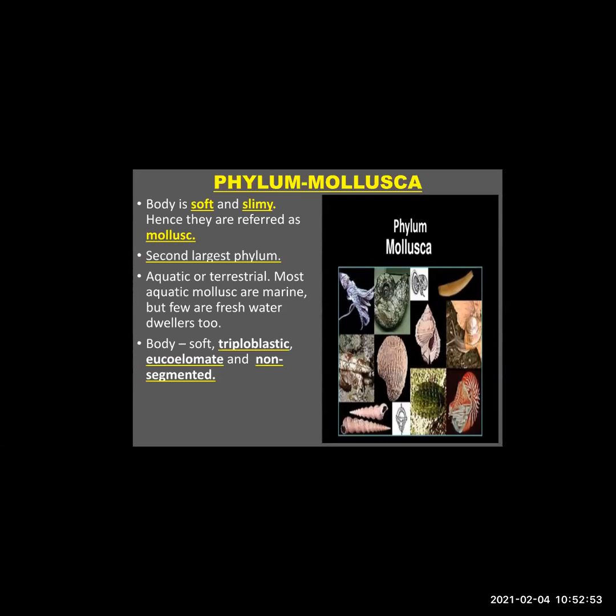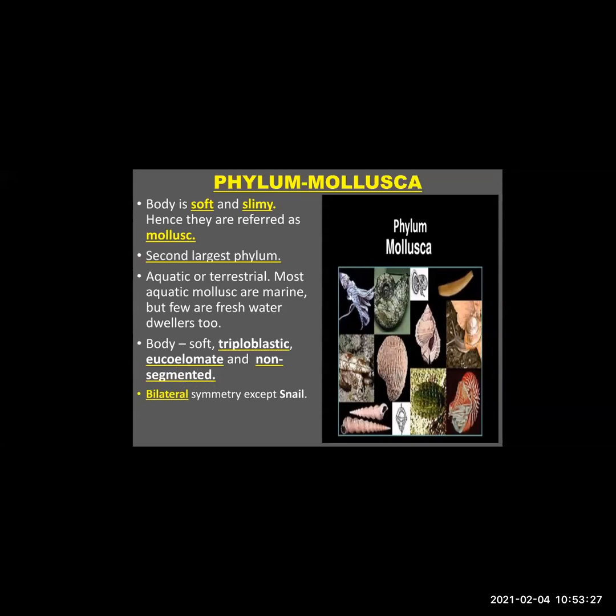Okay. And how is the body? Non-segmented. Non-segmented means they do not have those repeating, similar units, which is called segmented. It has a smooth body comparatively. Okay, so that's why the body is soft, triploblastic, eucoelomic and non-segmented. Got it?